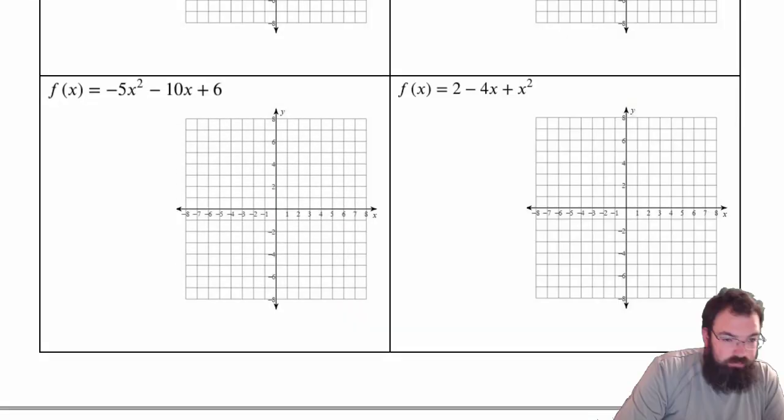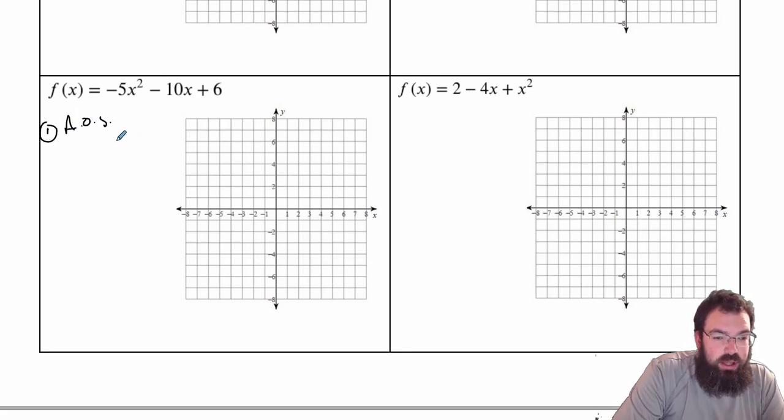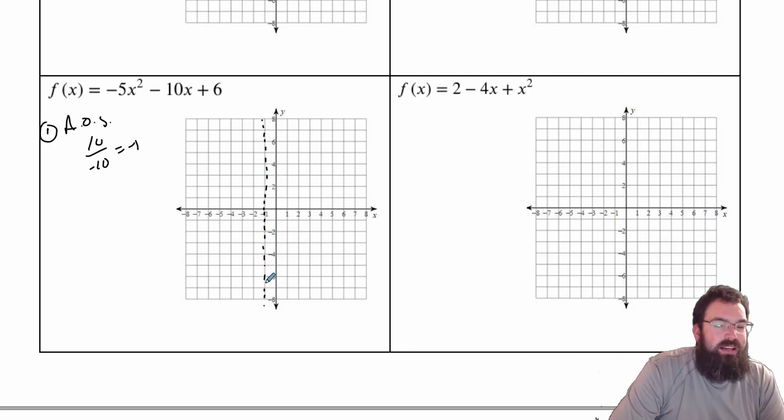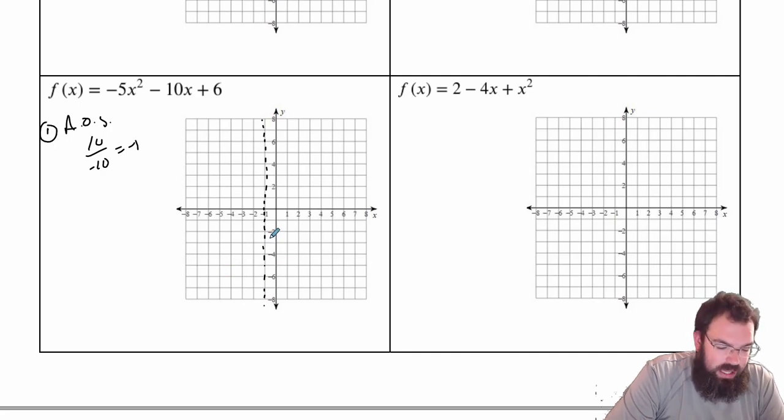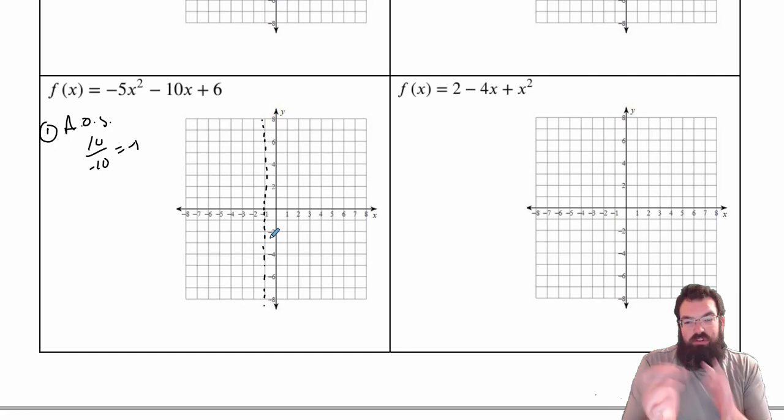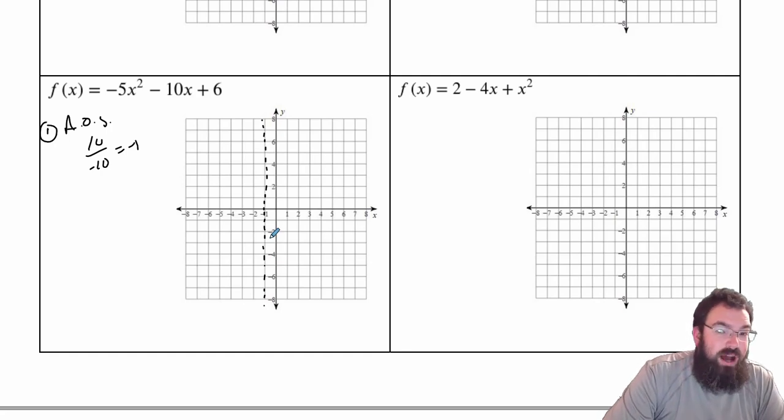Pause the video. All right, this one here, AOS, boom. I'm going to skip some steps here, so hopefully we understand how to do AOS. Remember, it's the opposite of B over 2A, so it's negative 10, so I get negative 1. So my AOS is going to be a dotted line at negative 1. The dotted line is not necessary, so if you don't draw it, that's okay. If you need to draw it to show you where it splits the graph in half, that's fine too. As long as you draw a dotted line, not a regular solid line, then we'll be okay.